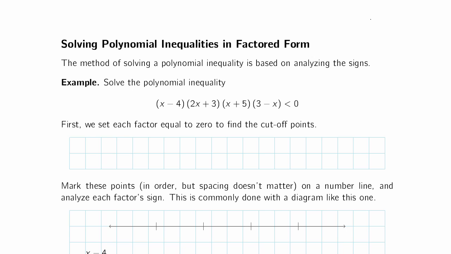Okay, in the last video we worked through all the gory details of the reasoning. In this video we're going to see a faster, easier method of solving a polynomial inequality. First, we pretend it was an equals sign and we find out where each factor is going to equal 0. And at this point in the course you might be able to do this in your head.